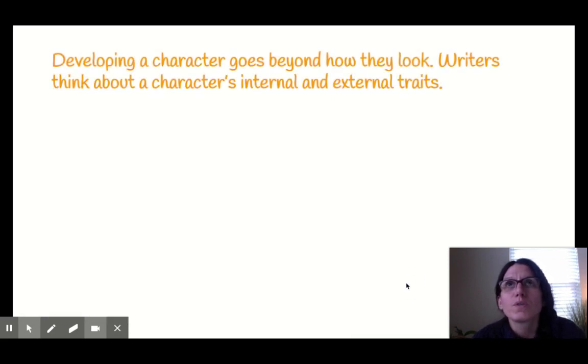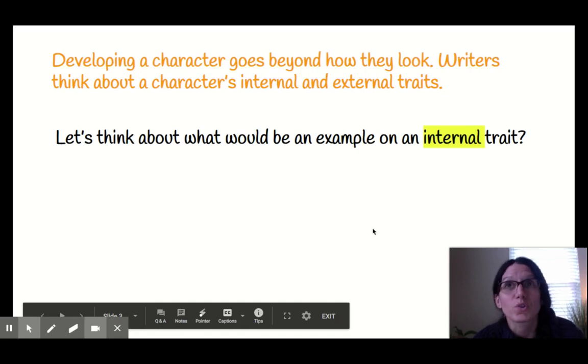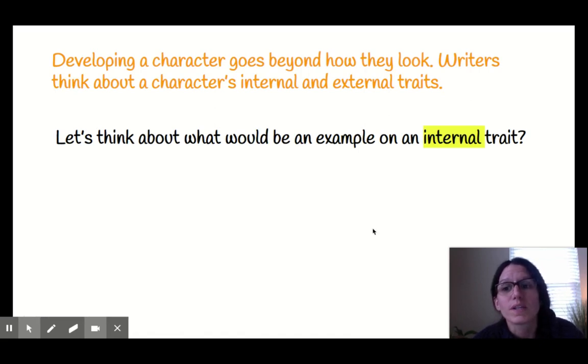So, developing a character goes far beyond just saying that your character has glasses and brown hair or that they're 9 years old. Believable characters are not just what's on the outside, but also what's on the inside. And we call those internal traits, the ones that are on the inside. Can you think of some that would be an internal trait? Maybe you thought of kind or patient or creative or loving. All those kinds of internal traits, things that you have that are on the inside.